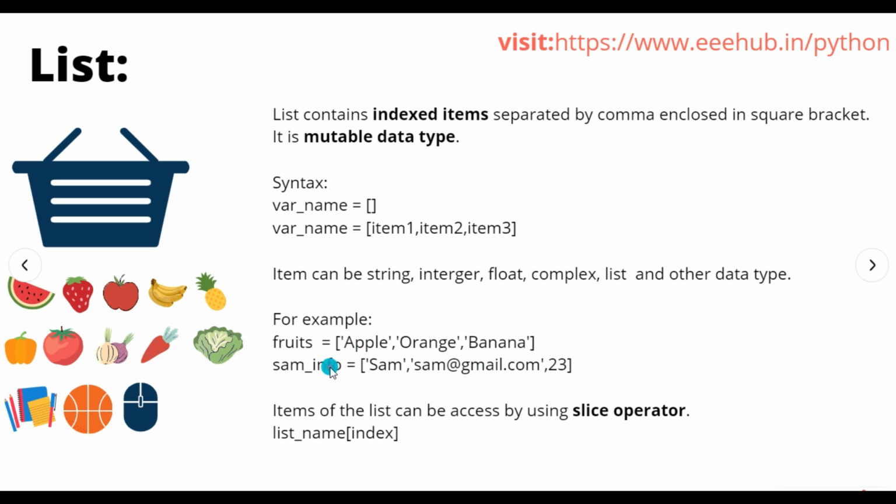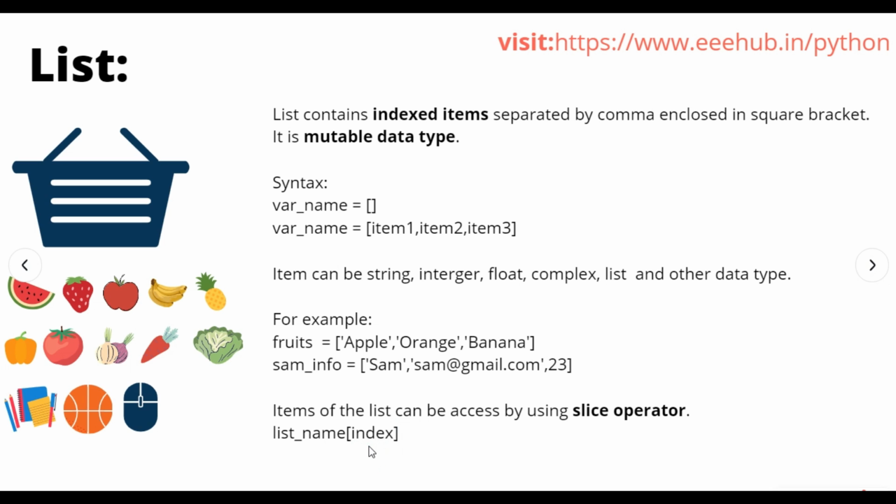After discussing this, I will tell you how we are going to access the items of this list. The items of the list can be accessed by using the slice operator. The slice operator has already been discussed in the previous session, so have a look at it. I will put the link of the slice operator in the description. Now we can access the data of any list by using the slice operator. You just need to write the list name followed by the square bracket, and inside the square bracket you need to put the index number.